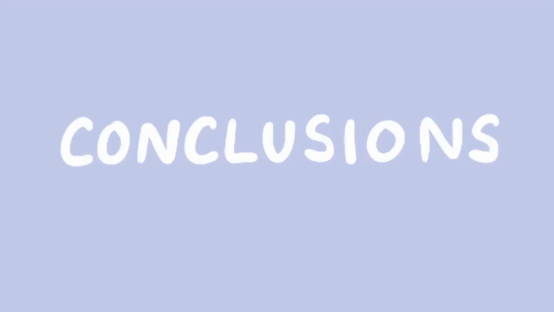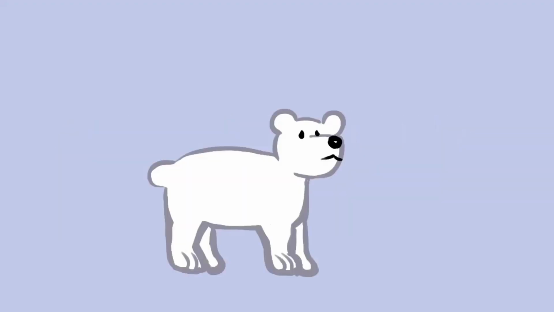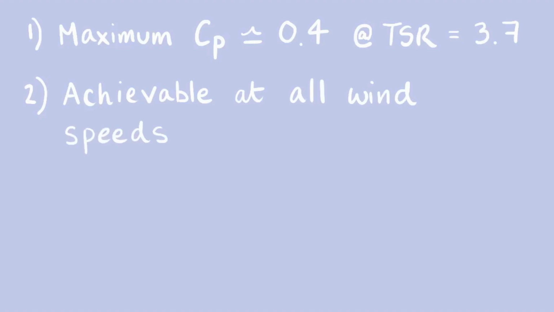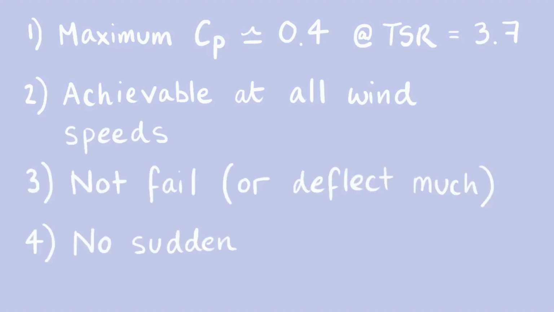Sadly, circumstances prevented us from revolutionising the renewable energy sector and saving the polar bears. But here is how our turbine should have performed. A maximum power coefficient of 0.4 at a TSR of 3.7, it would be able to achieve maximum power coefficient for all wind speeds. It would withstand all loads during testing without significantly deflecting or breaking. And it would not stall unexpectedly due to tubercle features.